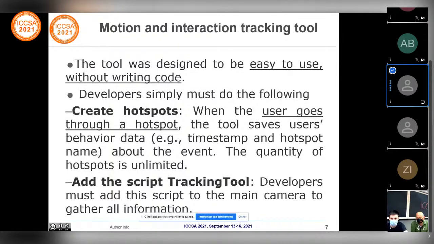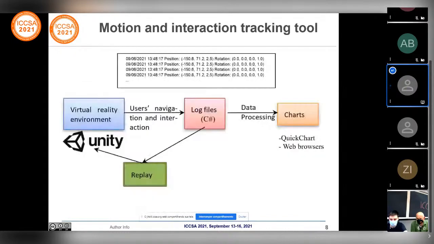The tool was designed to be easy to use without writing code. To use our solution, it is necessary to create the hotspots with colliders that allow recording users' movements and interactions. The developer should also add the tracking tool script to the main camera. So first, the developer creates the application and adds the tracking tool script to the main camera and the hotspots. When the application is running, the log files are recorded.